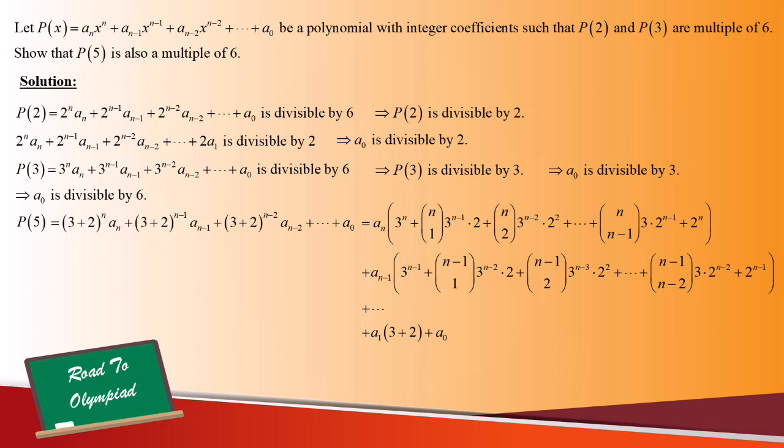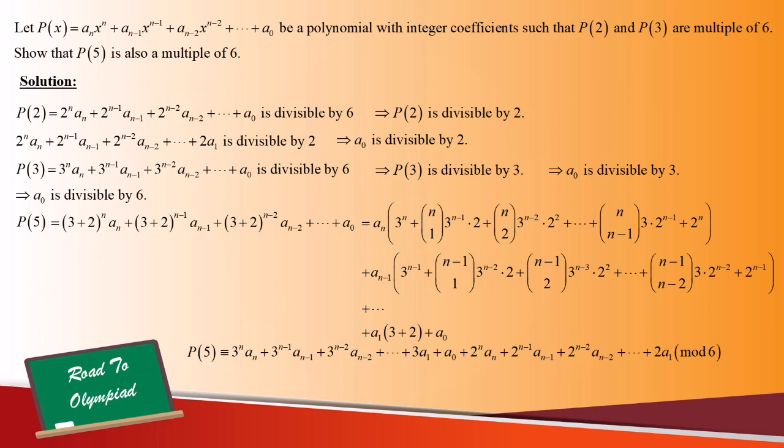Therefore, by taking congruence modulo 6, we can write P(5) simply as 3^n a_n plus 3^(n-1) a_(n-1) plus 3^(n-2) a_(n-2) until 3a_1 plus a_0, plus 2^n a_n plus 2^(n-1) a_(n-1) plus 2^(n-2) a_(n-2) until 2a_1.